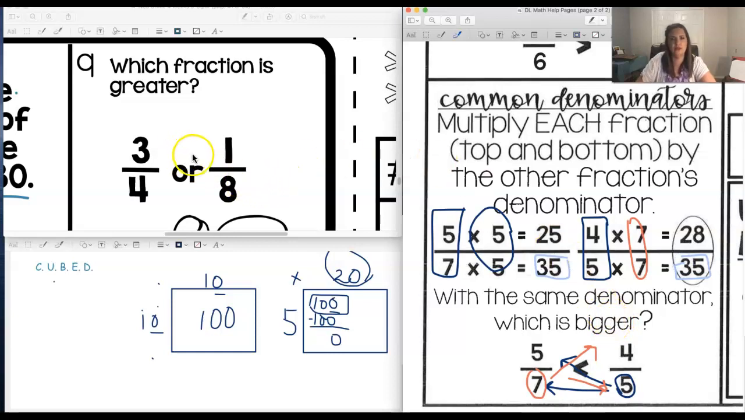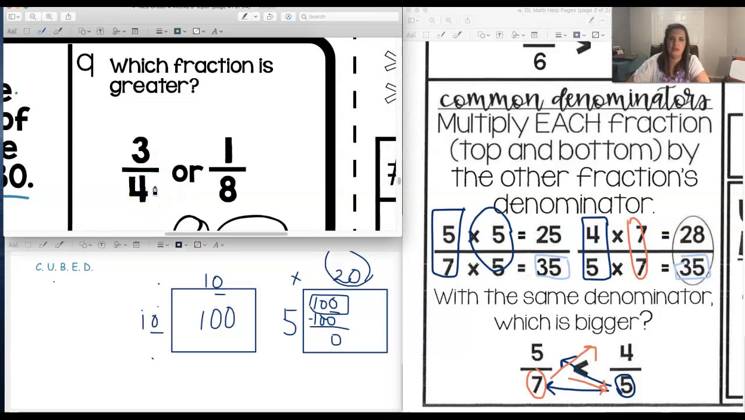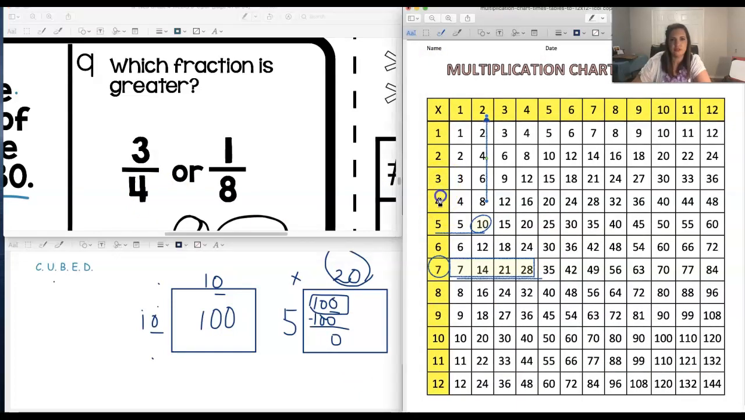So we're going to do the same thing for this fraction, 3/4 or 1/8. I can see right away though, I could go ahead and multiply it like that. But if you can see that one of the denominators is a multiple or a factor of the other one, then you don't need to do that. And what I mean is, I can see that 8 is a multiple of 4. If I look at my multiplication chart and I follow the 4 and I see 8 right here and I follow it up, I see the number 2. That means 4 times 2 then equals 8.